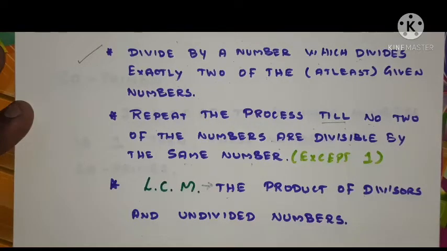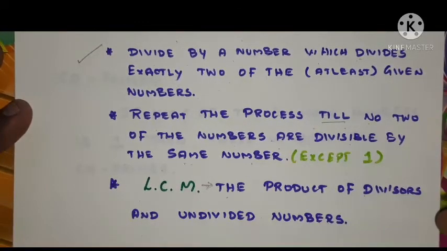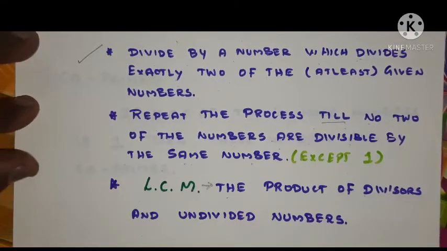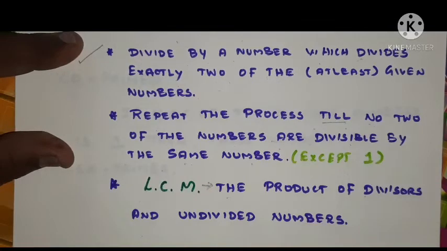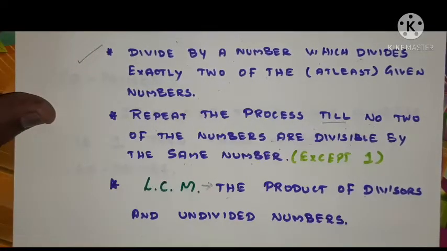First, arrange the given numbers in any order in a row. Second, divide by any number, mostly a prime factor, which divides at least two of the given numbers. Then repeat the steps until no two of the numbers are divisible by the same number except one. Finally, the LCM is the product of the divisors and the undivided numbers. These are the steps, just keep them in your mind. We'll go for an example so that you can understand it easily, right? Fine. We'll go to the example now.